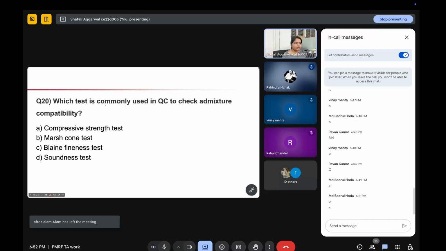Which test is commonly used in QC to check admixture compatibility? So QC is quality check. Compressive strength test, Marsh cone, Blaine fineness, soundness? Marsh cone, correct. I hope everyone knows how Marsh cone is done. I think it's in week 5, which has complete information on the Marsh cone test. So you will read about it there.